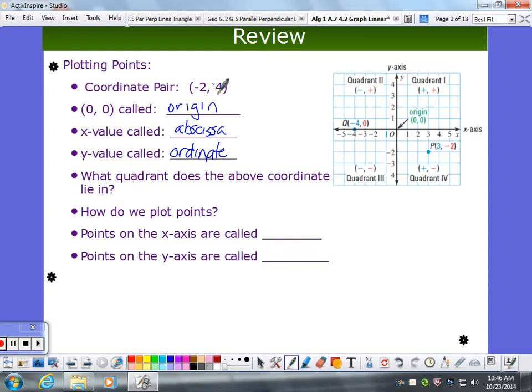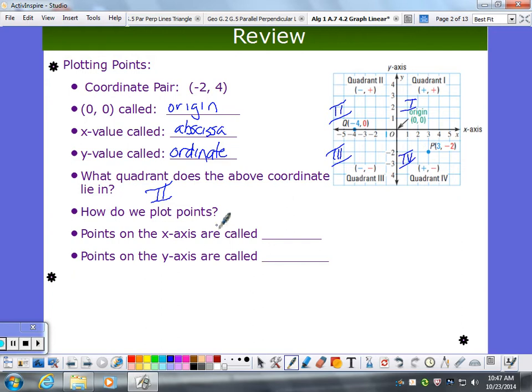So if I'm looking at this ordered pair, this coordinate, (-2, 4), what quadrant does it live in? Quadrant 2. And how do I write quadrant 2? We're using Roman numerals, always Roman numerals. So this one's I, II, III, IV. We make a counterclockwise rotation around there: 1, 2, 3, 4.